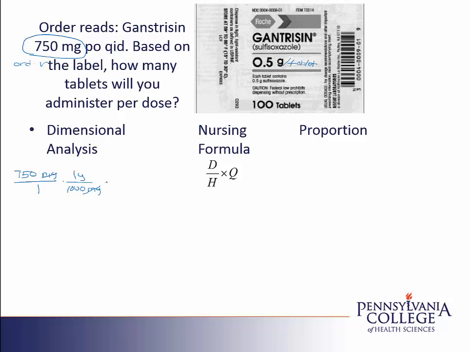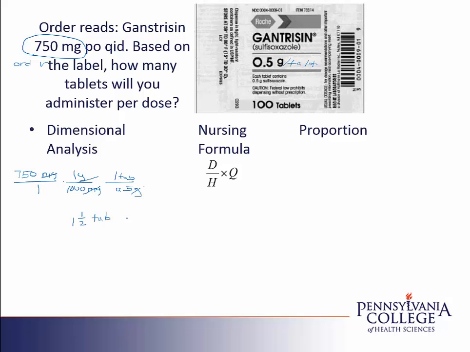Now I can use the strength of the med. There are 0.5 grams per 1 tablet. This allows me to cancel the label of grams. I have my answer in tablets, which is what I want, so I'm ready to do the math. When I do the math, I find that the answer is 1.5 tablets, or 1 1/2 tablets.